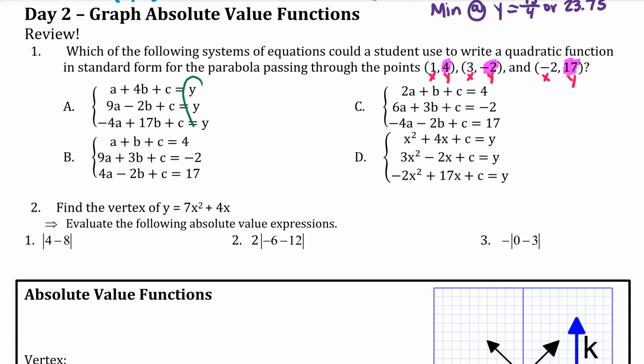A does not, because it has a bunch of y's right there, so we're going to get rid of that one. B does, so we're going to keep B. C also does, so we're going to keep C. And we're going to eliminate D because it has a bunch of y's right there. Awesome. So the next part are the x's.